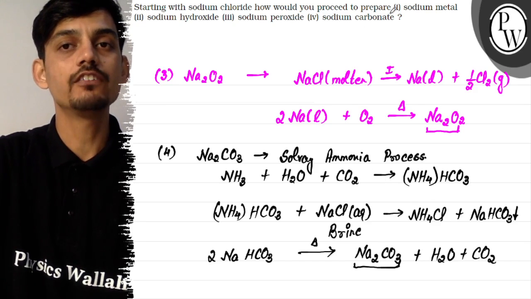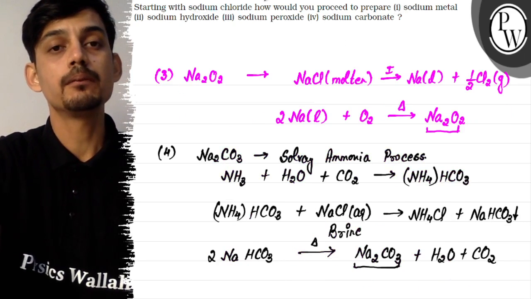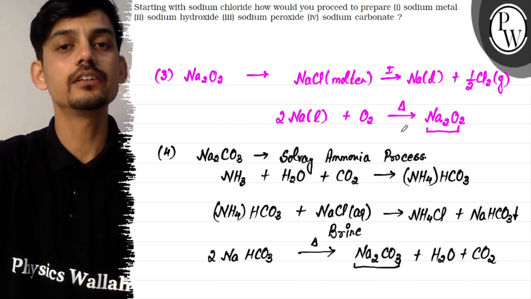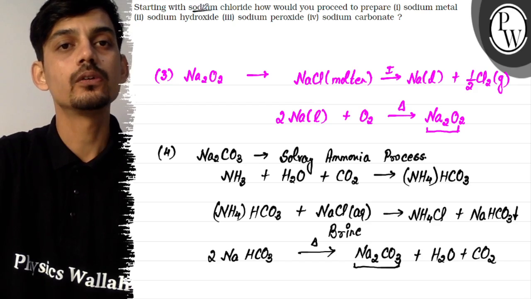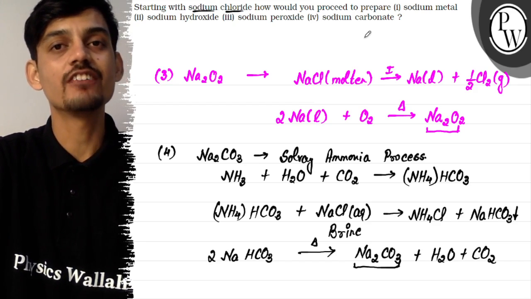So that's how we can prepare sodium metal, sodium hydroxide, sodium peroxide and sodium carbonate starting from sodium chloride. Hope बेटा आपको ये क्वेश्चन अच्छे से समझ में आया हो. All the very best.